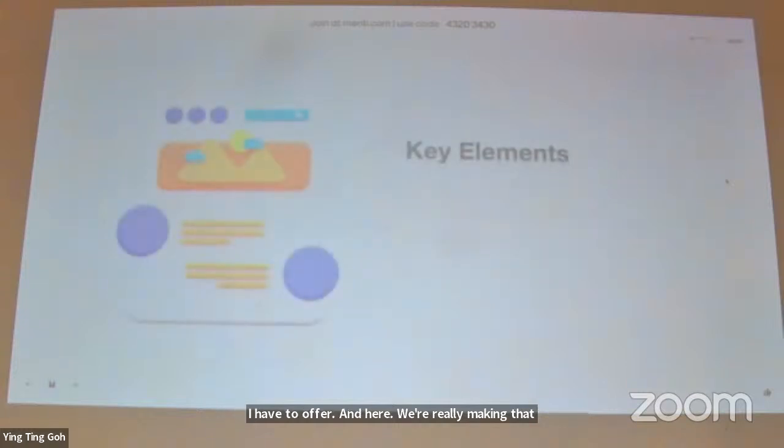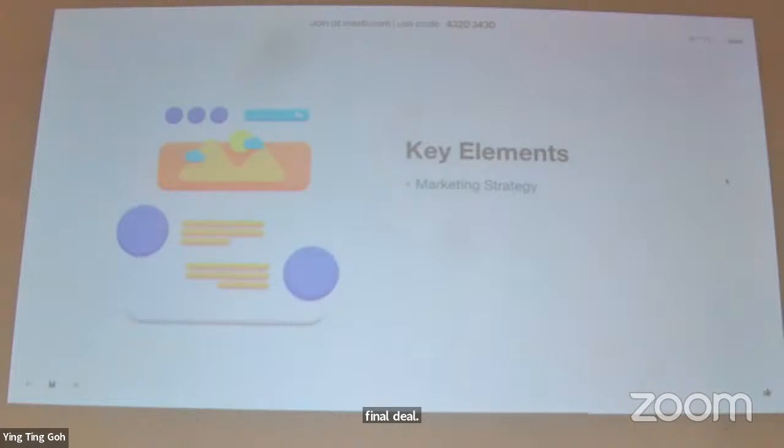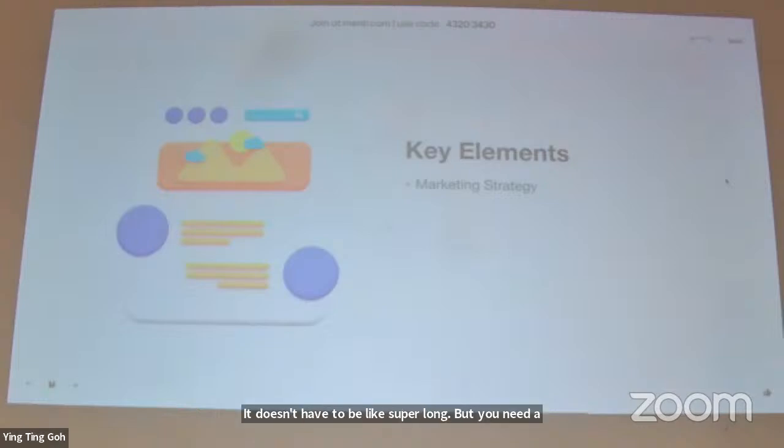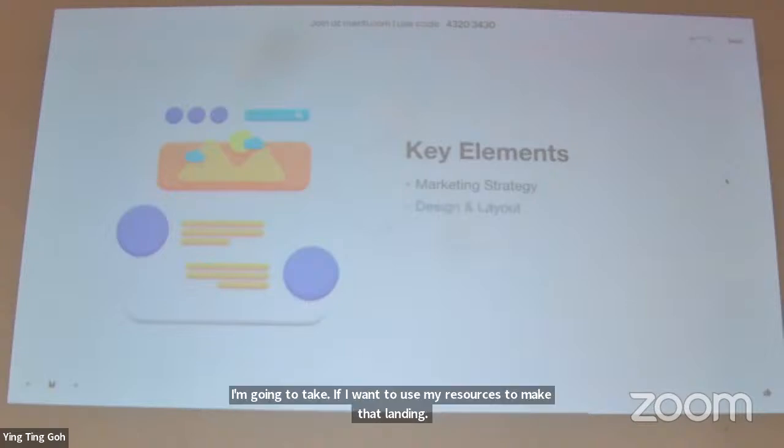So some key elements: you need a marketing strategy, as you already saw. It doesn't have to be super long and drawn out, but you need a reason to have a landing page, right? I asked you, what's the reason you want a landing page? And I told you they fit in different parts of the funnel. So you must know how they connect to your overall objectives of what you want to achieve. That's why I'm calling it a marketing strategy. It's a very focused action that I'm going to take if I'm going to use my resources to make that landing page.